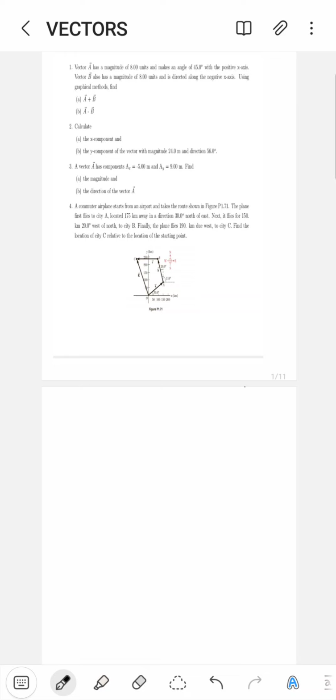All right, we did question 1 in the previous video, so we just get into the second question and explore some more concepts that we had learned earlier. Question 2: calculate the x component and the y component of the vector with magnitude 24 meters and direction 56 degrees.